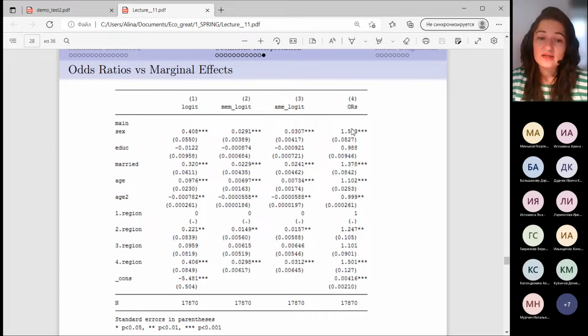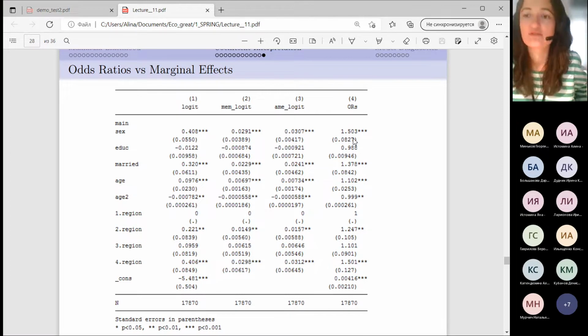And now let's take a look at the last column. This is the odds ratio. Again, let me remind you one more time that odds ratio interpretation can be used only after the logit model. You can't use ordinary odds ratio interpretation after the probit. It's impossible, okay? Because this is a different technique.